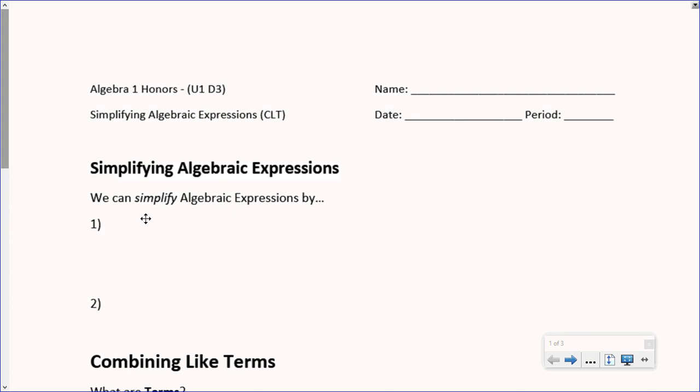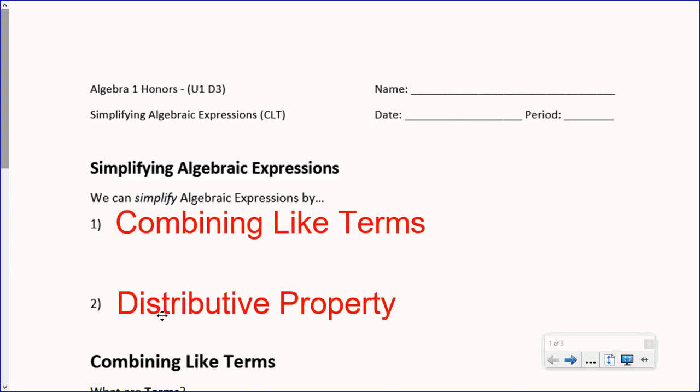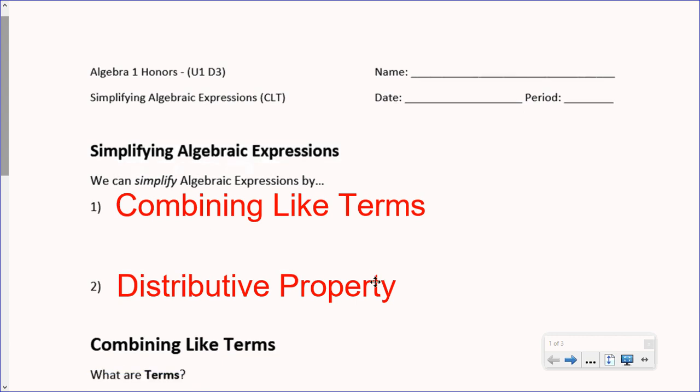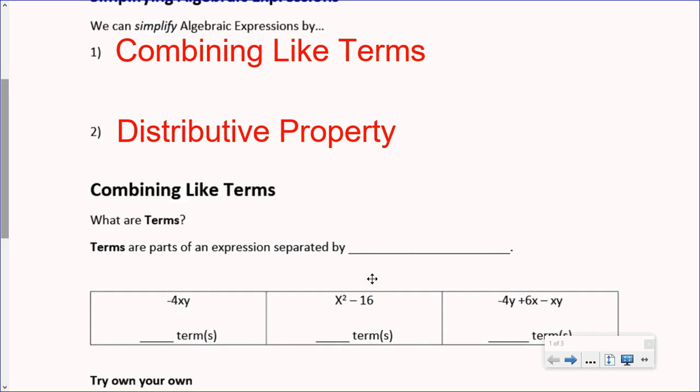So when we say simplify for algebraic expressions, what we mean is trying to do as many operations as we can. We know we're not going to be able to do all of them. We can try to get rid of some of them. Okay? And there's two ways we can do it. We can combine like terms, and we can use the distributive property. Now, we're going to talk specifically about combining like terms, where next class we'll do distributive property. Okay? So let's go ahead and get to combining like terms.